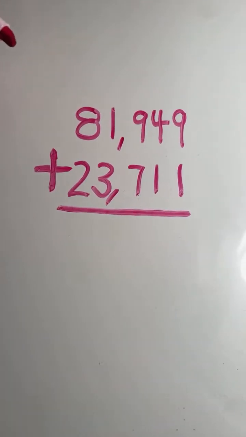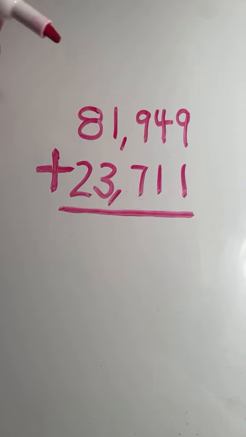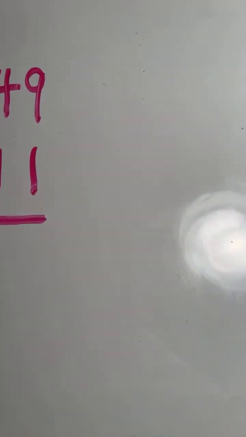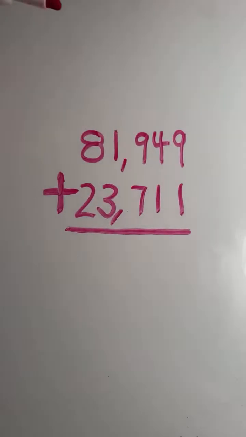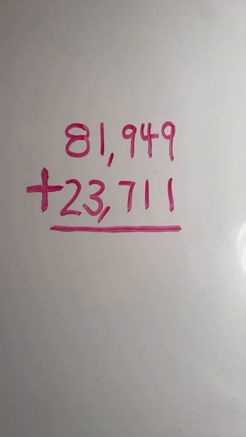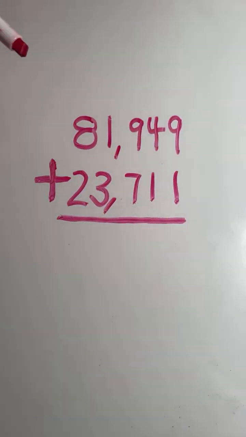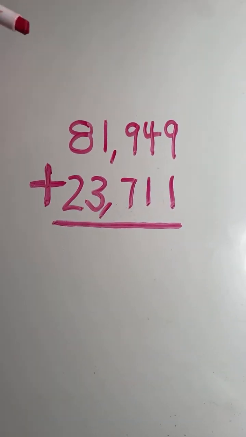So we always want to start in the ones place. Those are the digits all the way to the right. So 9 plus 1 is what we're going to be adding first. Now we regroup by carrying the 1 over whenever our sum is 10 or more. So 9 plus 1 equals 10. We will need to regroup in the ones place.